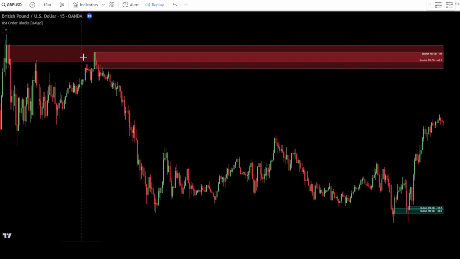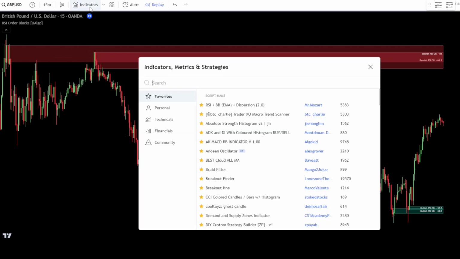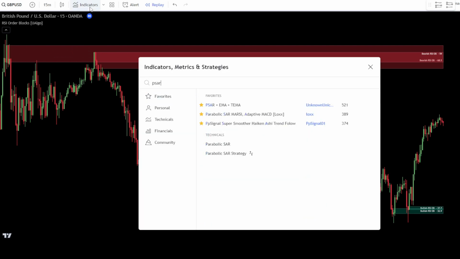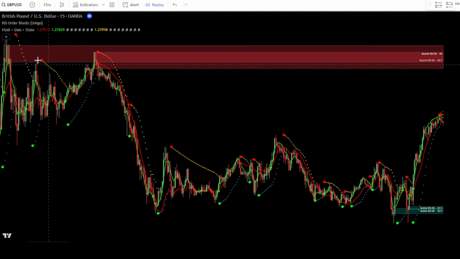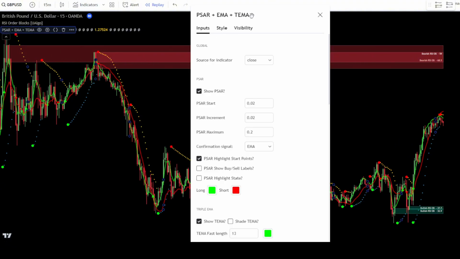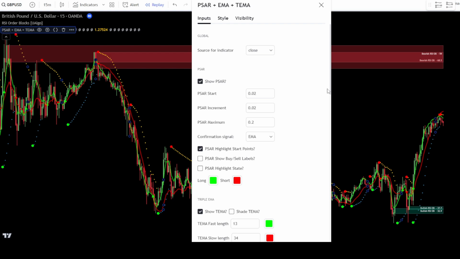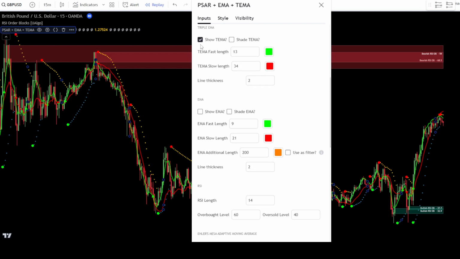Go to the Indicator Search tab and type SAR EMA TEMA in the search bar. Then, select the SAR EMA TEMA indicator by unknown unicorn. Next, configure this indicator. In the Input tab, uncheck the option for Show TEMA. Enable the option for Show EMA.